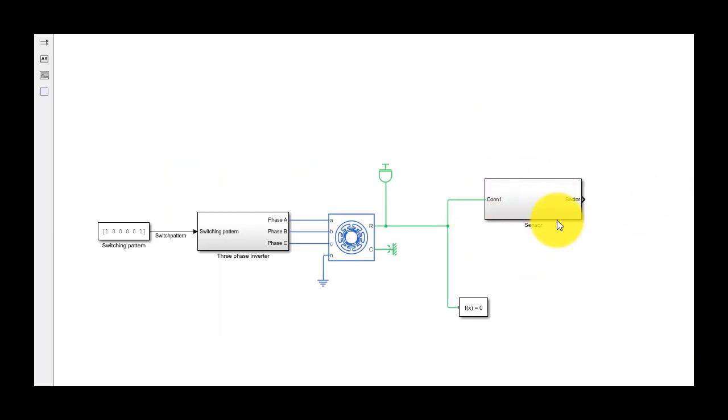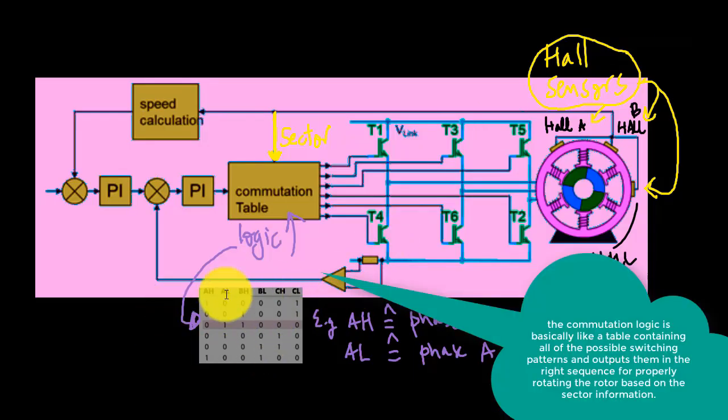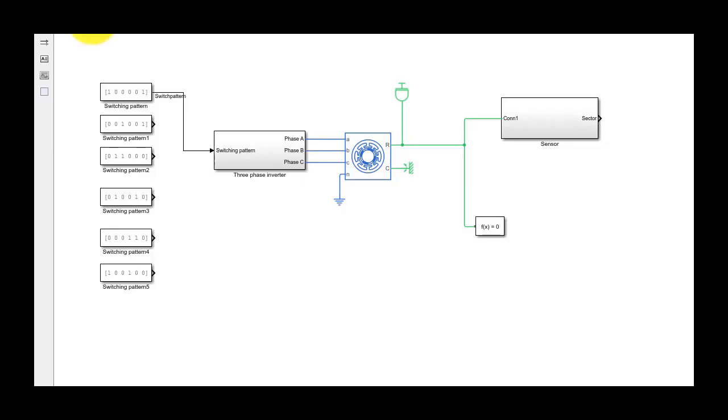Now that we're done with computing the sector, we can use it to model the commutation logic. The commutation logic is basically like a table, containing all of the possible switching patterns, and outputs them in the right sequence for properly rotating the rotor based on the sector information. Here we have the first switching pattern. Let's disconnect this and add the remaining switching patterns like in the commutation logic table.